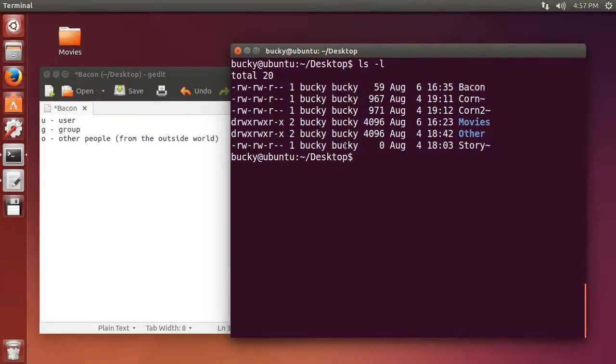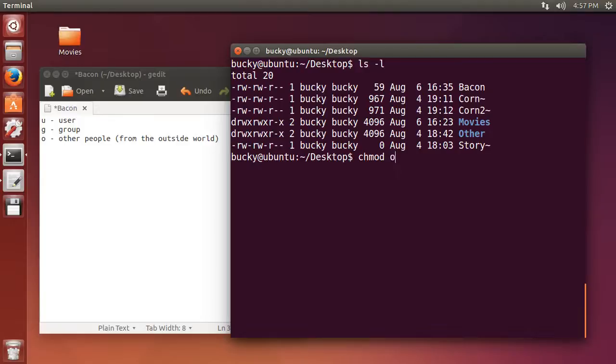Alright, so what if we want to change the permissions for, let's say, this bacon file right here? We want to change it for normal users from the outside world, and right now, as we can see, they can only read the file. Well, let's say that we wanted, I don't know, to have them be able to write it for some reason. To change the permissions, you use chmod, and then it takes 3 pieces of information. The first one is what group are you trying to change the permissions for?